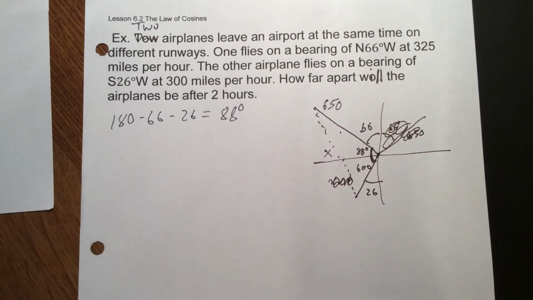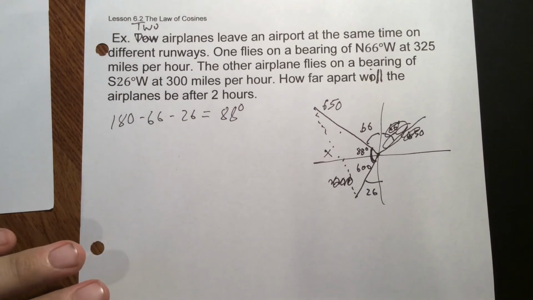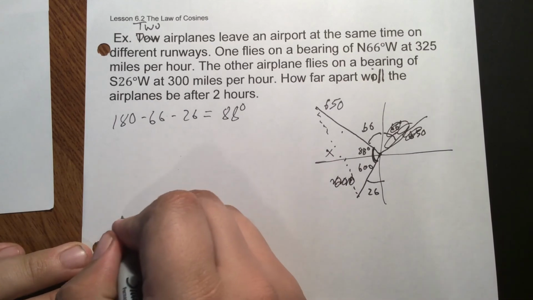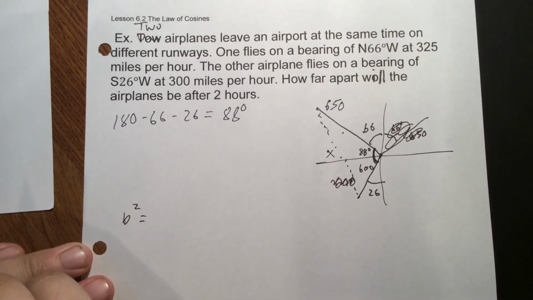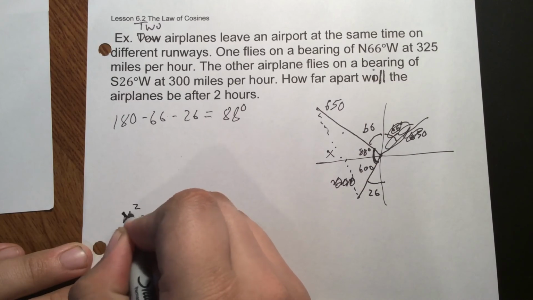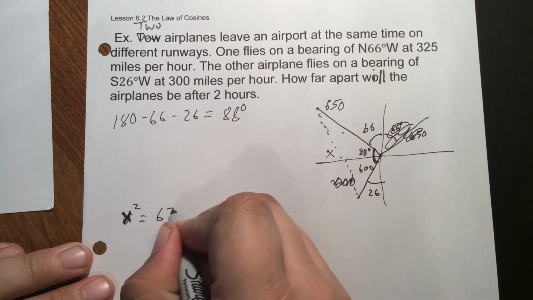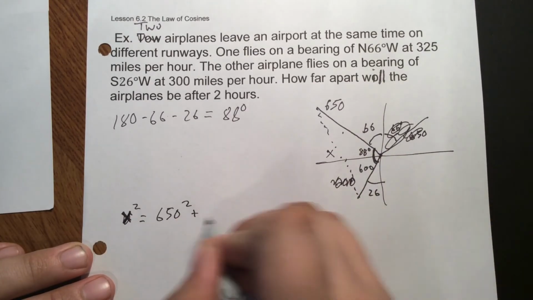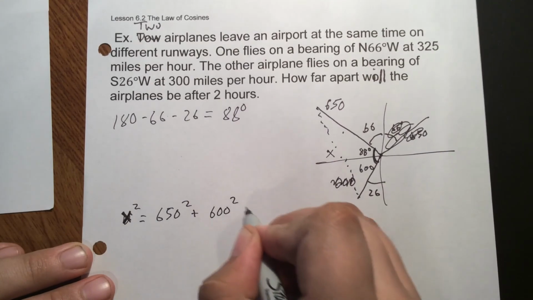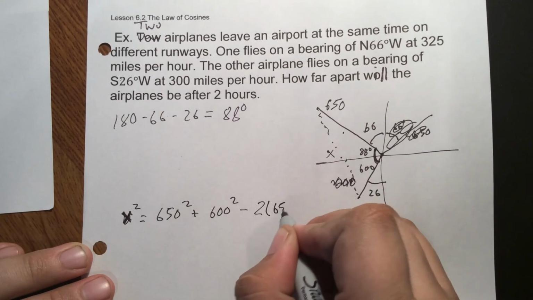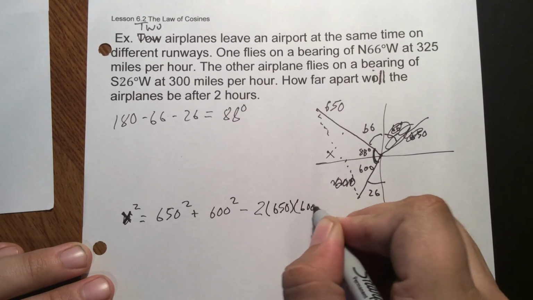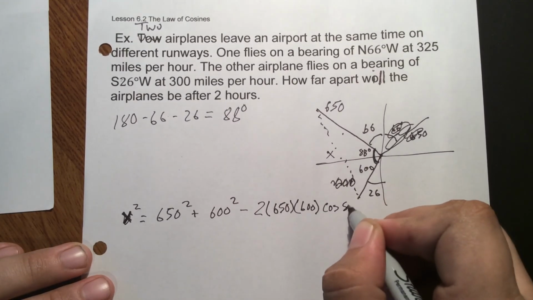So application of where we can use law of cosines in real life. By the way, law of sines, law of cosines, both of these you're going to be doing quite a bit in physics if you take it next year. So, helping you get ready for that. So if we set this up, we don't know b, so b squared equals, or x squared, sorry. Call that x, my bad. So one of the sides, 650 squared, plus the other side, which is 600 squared, minus 2 times 650 times 600 cosine 88.